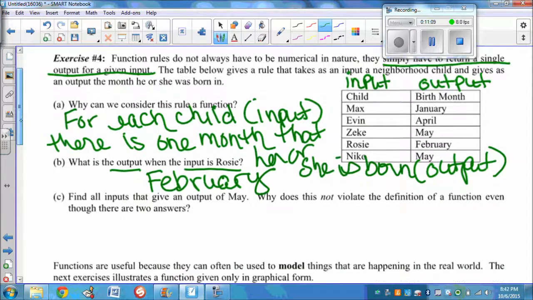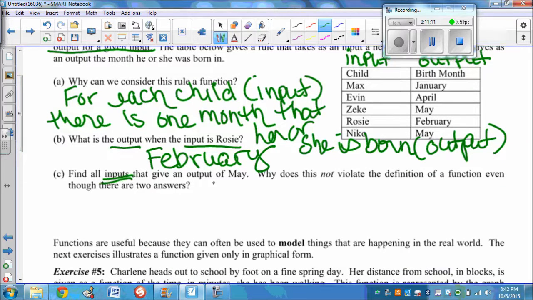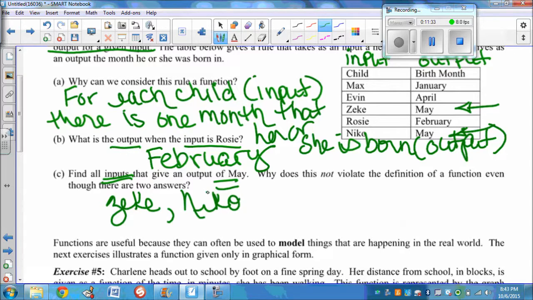It says find all inputs that give an output of May. So I see May right here and May right there. So those two inputs would be Zeke and Nico.